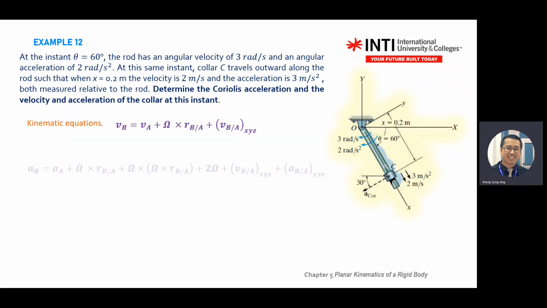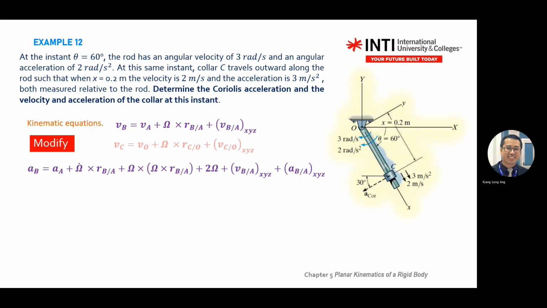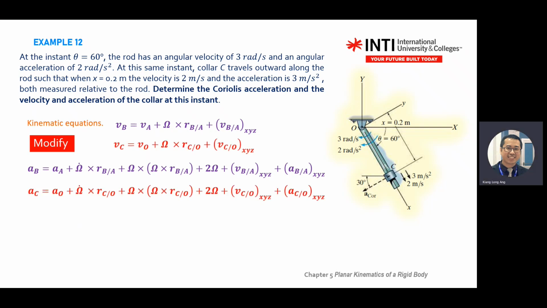So as you can see here, you just memorize. Actually, it's just a standard equation. You just memorize the whole thing, the purple color, and you modify based on what you see. You look at the diagram and modify accordingly. For example, the first equation is B and A, but here you look at C and O. So you modify B to C, A to O. Then same with the acceleration. You change all the terms inside the equation.